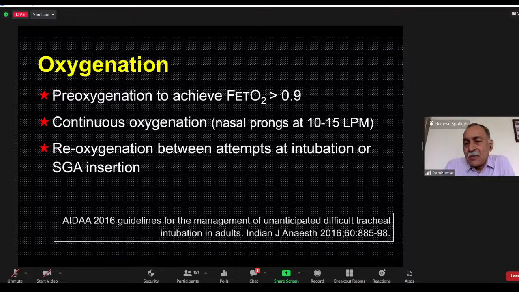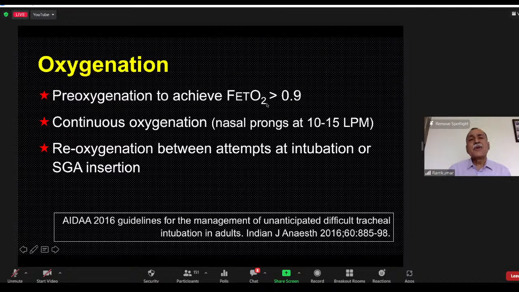But if you adequately pre-oxygenate your patient, and I'm not going to go into the technique, adequate pre-oxygenation can be 3 minutes to 5 minutes of normal tidal volume breathing, or it could be vital capacity breaths. 4 to 8 vital capacity breaths can be done. We can do 1 minute of vital capacity breaths. Several things have been described in literature, but the end point of pre-oxygenation is to look at what is called a fraction of end tidal oxygen.